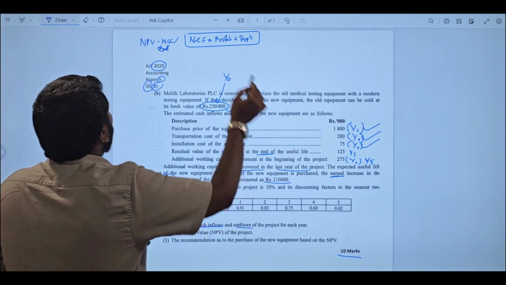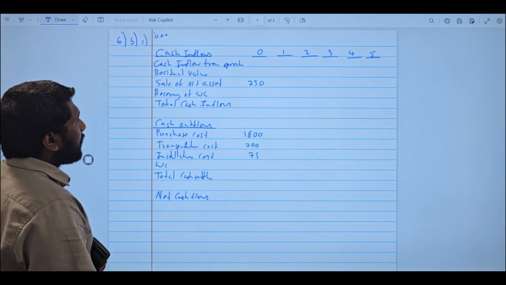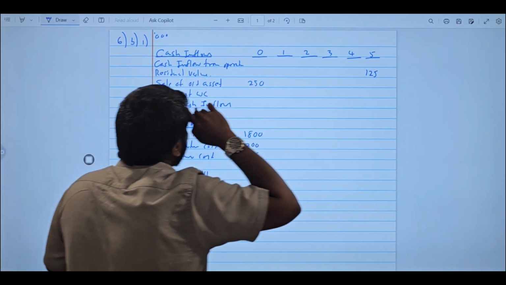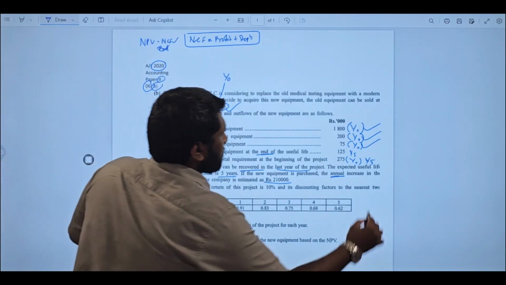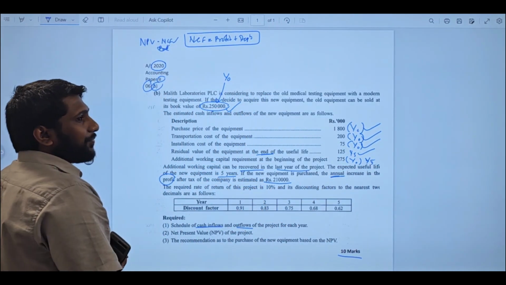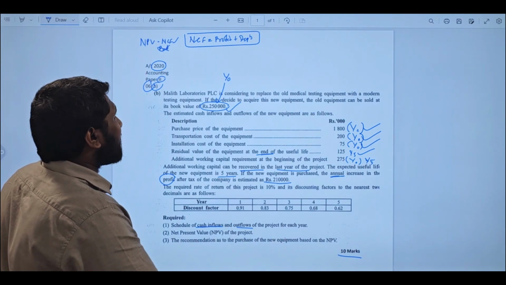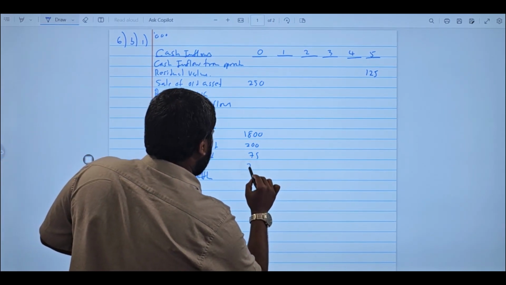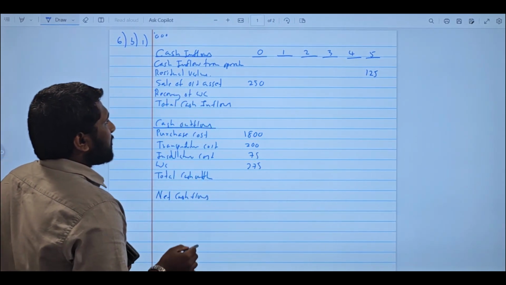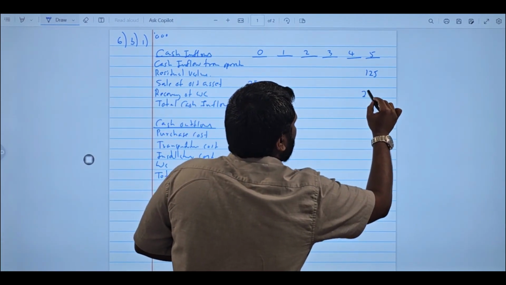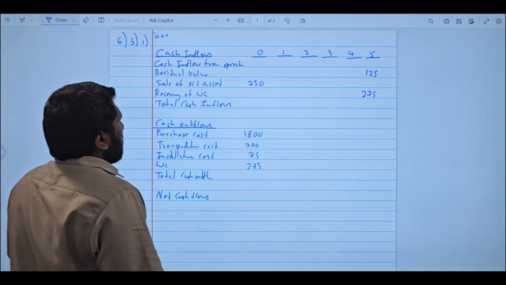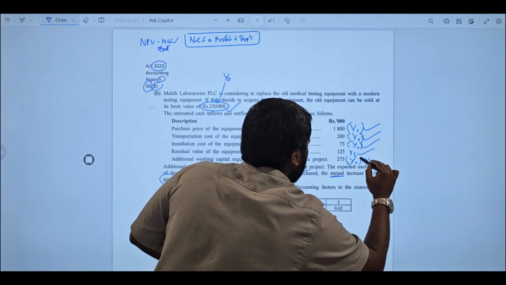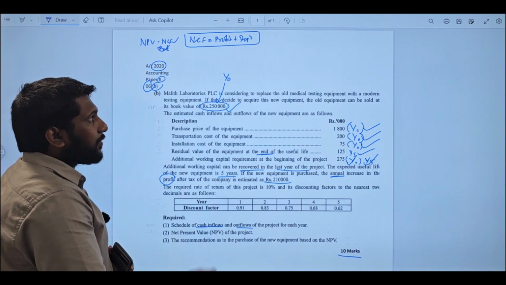And residual value 125, it's a cash inflow. Residual value at the end of the project, 125, cash inflow, that is also done. Then working capital, year 0 it's outflow, end of the project inflow 275. So working capital 275 outflow in year 0, end of the project inflow 275. And apart from that we have the last adjustment, the cash flows from the operation.